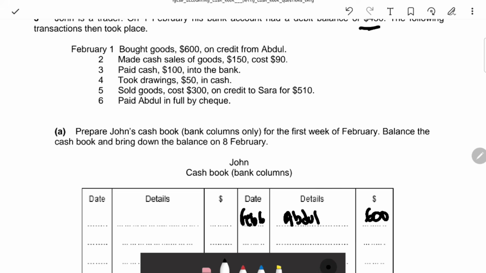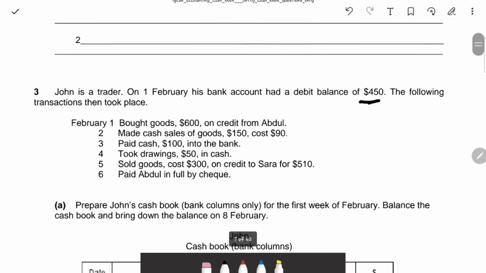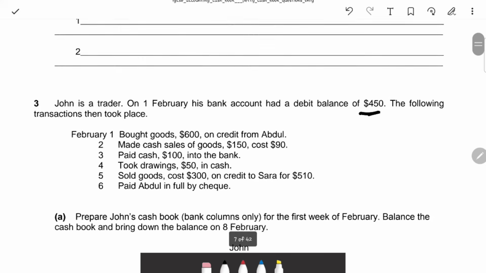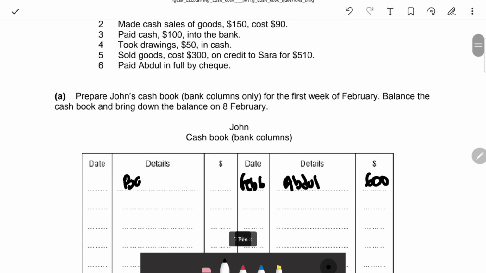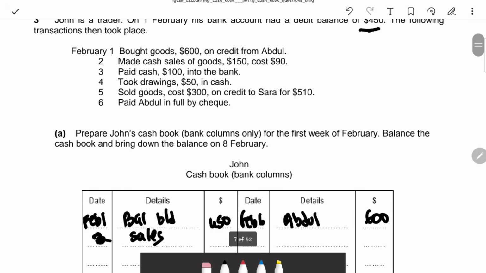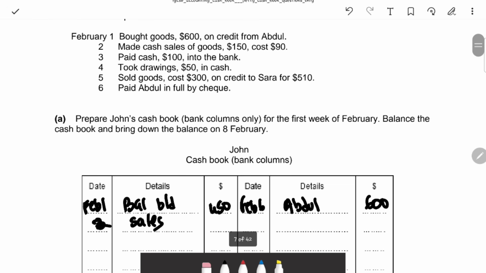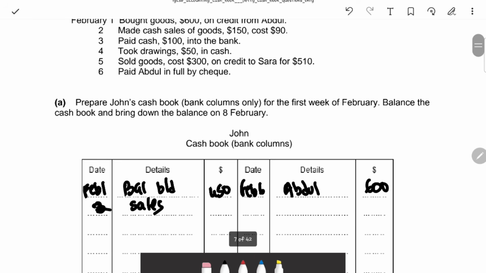Was there any balance brought down? Yeah, okay, there was, sorry. Debit balance. Okay, so we have to record that. Balance brought down 450. This was again on Feb 1st. Then on Feb 2nd, we are making cash sales of 150, which cost us $90. So basically you just record how much profit you got.